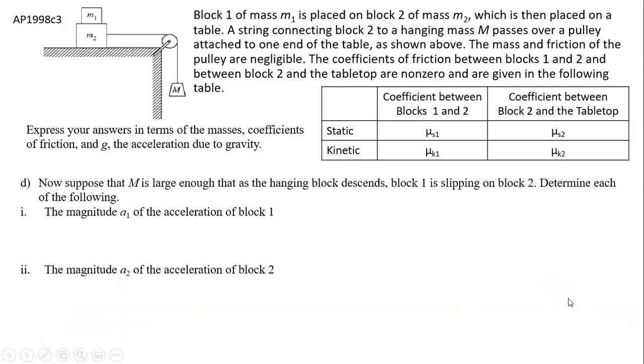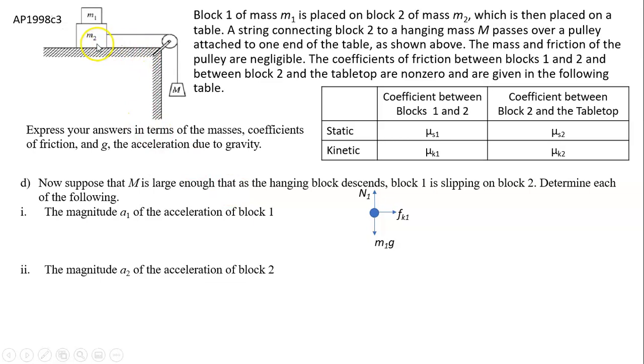Next question. Now suppose that big M is so large that the hanging block descends and block 1 is slipping on block 2. Determine each of the following. Magnitude A1 of acceleration of block 1 and magnitude A2 of acceleration of block 2. So whenever you have to determine acceleration, the first thing you do is to draw a free body diagram.